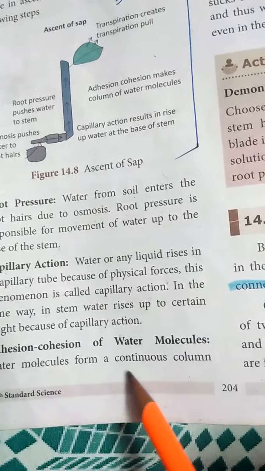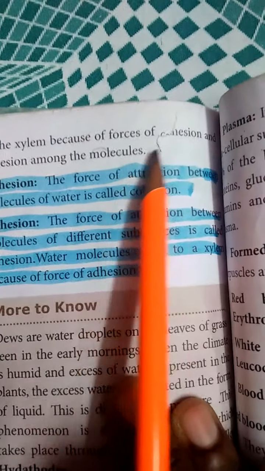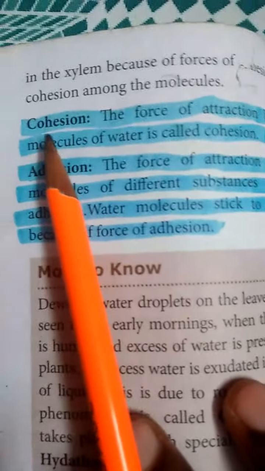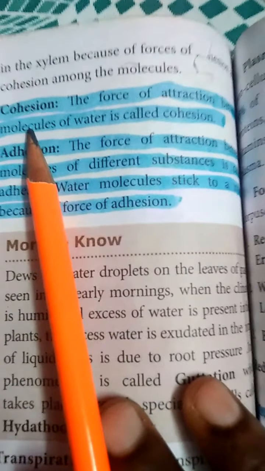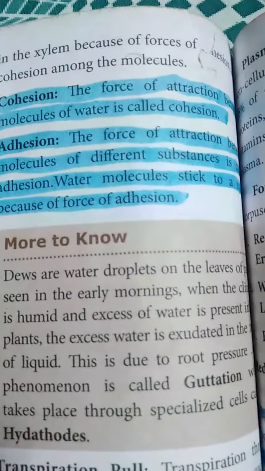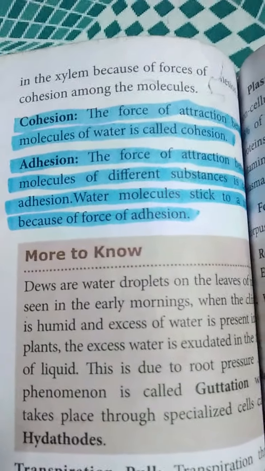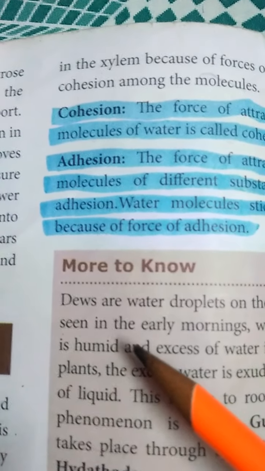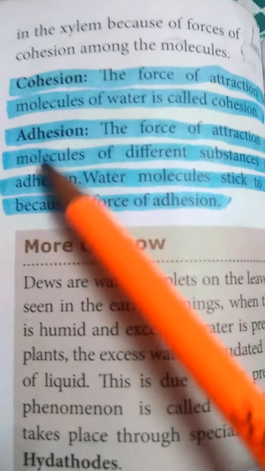Water molecules form a continuous column in the xylem because of the forces of cohesion and adhesion among the molecules. First, let's study what is cohesion. The force of attraction between the molecules of water is called cohesion. Here, between all the water molecules a force exists. That force is called cohesion.